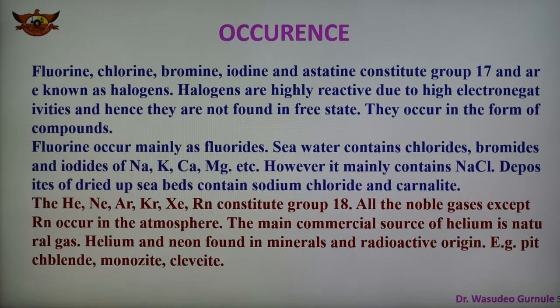Helium atom contains 2 electrons in its outermost shell. Therefore, these are the details about the 3 groups: group number 16, group number 17 and group number 18, and their occurrence is given here: the oxygen family, the halogens and the noble gases. So these are the elements, and 3 groups are there: group number 16, 17 and 18.